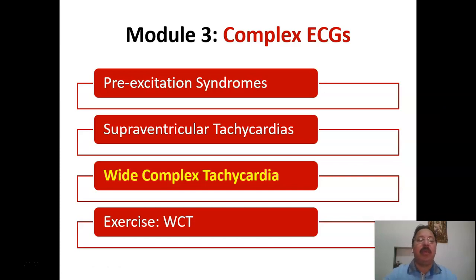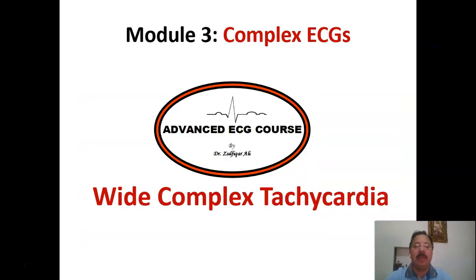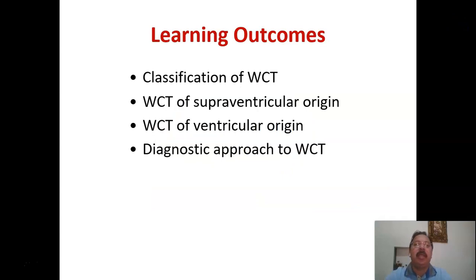So now we'll talk about the wide complex tachycardias. Wide complex tachycardia is the most tricky ECG tracing, and it's very difficult to differentiate the different types of tachyarrhythmias. But let's see. In this topic, we are going to cover the classification of wide complex tachycardia. We'll talk about the wide complex tachycardia of supraventricular origin, and then wide complex tachycardia of ventricular origin, and then we will apply a diagnostic approach to diagnose a wide complex tachycardia.